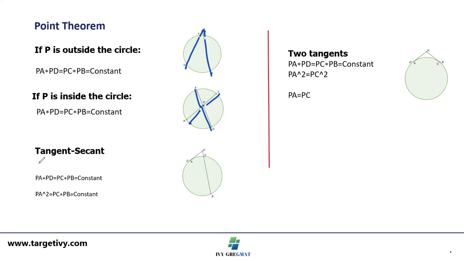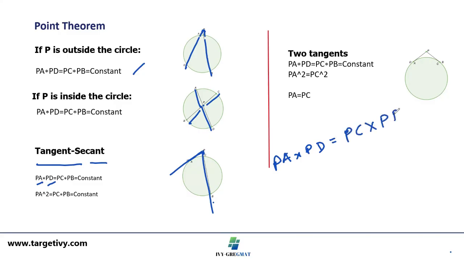Interestingly, if there is a tangent or secant, which is like this, so PA into PD, but PA and PD are the same, and PC and PB. So PA into PD, as is here, is equal to PC into PB, which is constant. So since this is not there, PA square is equal to PC into PB, which is again a constant.